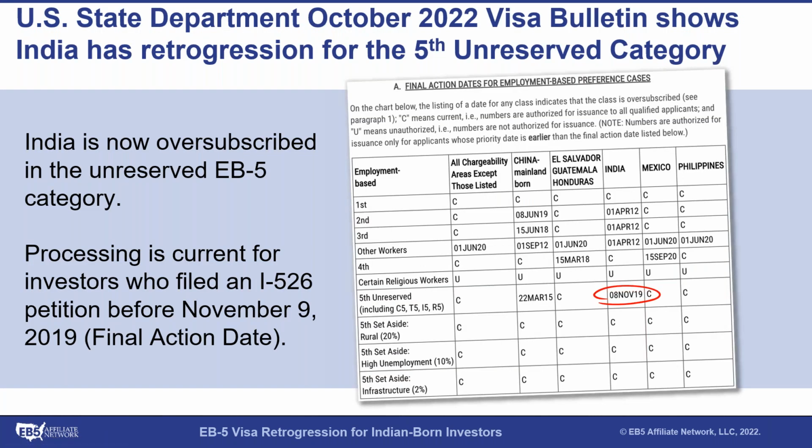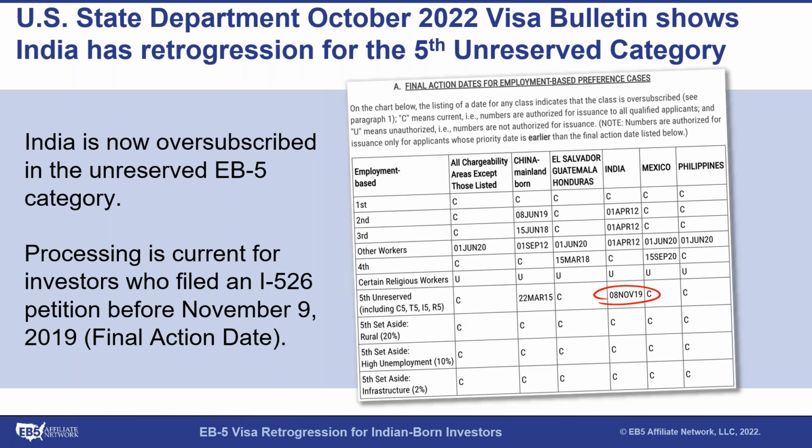Perfect. Thank you, Mike. The reason we are having this webinar today is that a few days ago, the U.S. State Department issued their monthly visa bulletin for October. This is the first time that this visa bulletin reflects that the Indian-born investor category for the 5th unreserved category has now not become current. Essentially that means it's retrogressed or is facing a backlog.